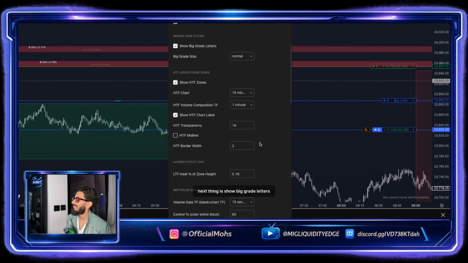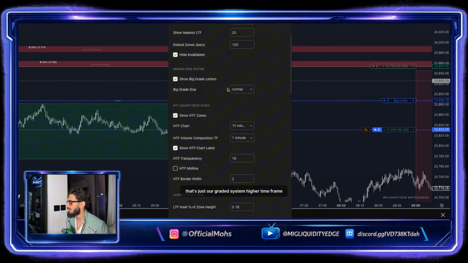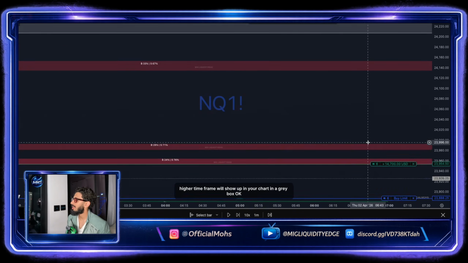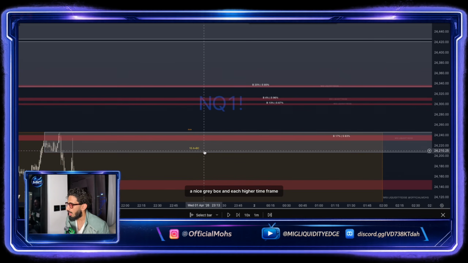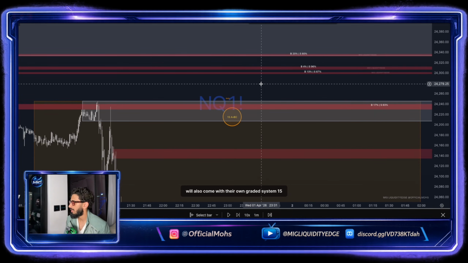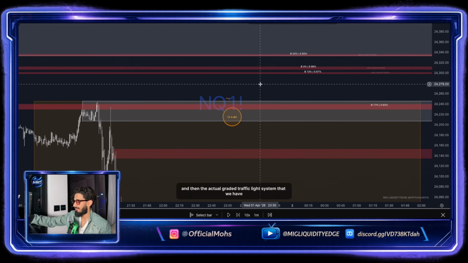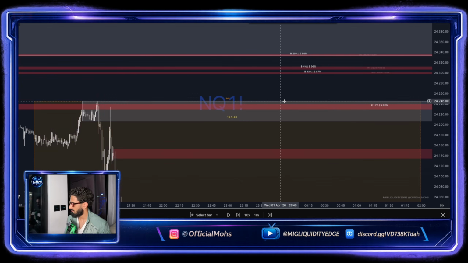Okay. Next thing is show big grade letters. That's just our graded system. Higher time frame will show up on your chart in a gray box, a nice gray box, and each higher time frame will also come with their own graded system. 15 because it's a 15-minute, and then the actual graded traffic light system that we have.